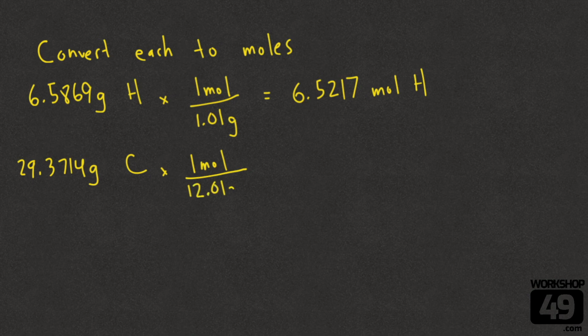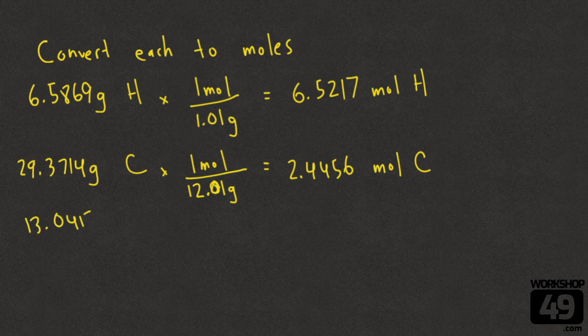So here we are doing the same step with our carbon. We've taken our known mass of carbon that we have, and we're going to multiply that by 1 mole divided by the molar mass of carbon right off the periodic table, and that's going to equal 2.4456 moles of carbon. We're 2/3 done. Look at that. We've almost got this.